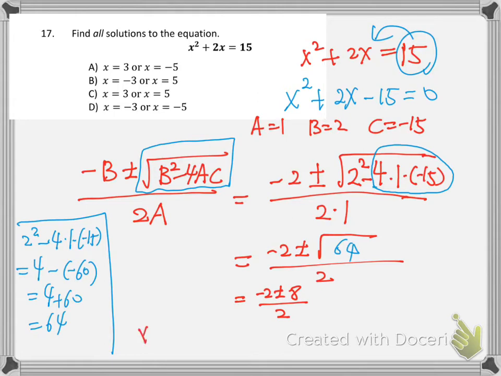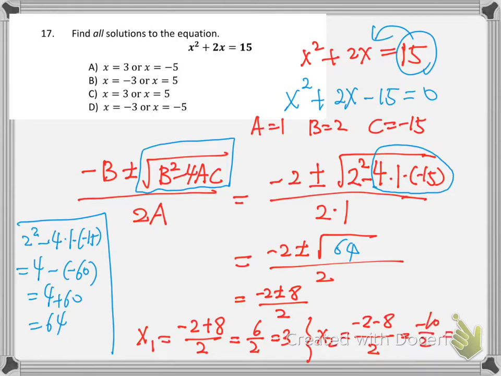So what's our first solution? x1, we use the positive sign, plus sign. So negative 2 plus 8 divided by 2. This is 6 divided by 2, which is 3. For x2, we use the minus sign, negative sign. This is negative 10 divided by 2, which is negative 5. So it's 3 and negative 5. We got the same solution.